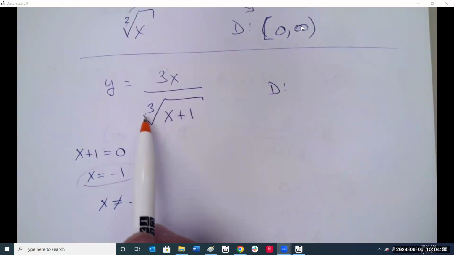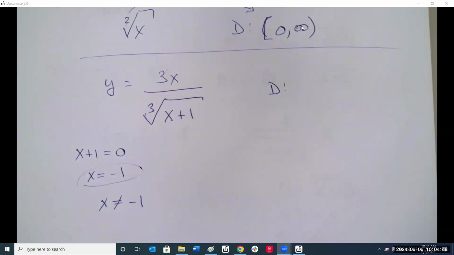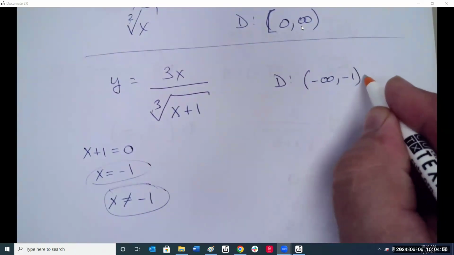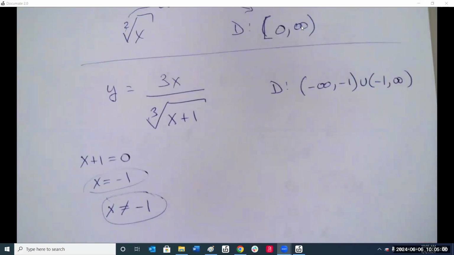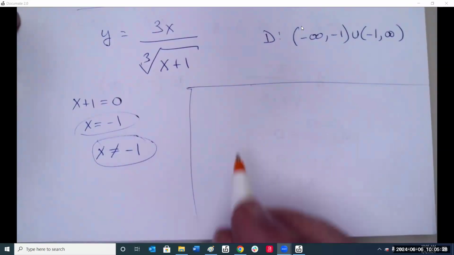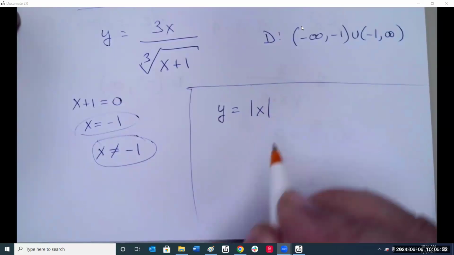What about the cube root? What's the domain of a cube root? It's unrestricted. Cube roots can be anywhere from negative infinity to positive infinity. So the only restriction we have in this equation is this. So we're going from negative infinity to -1, and -1 to positive infinity. What's the domain of this one?